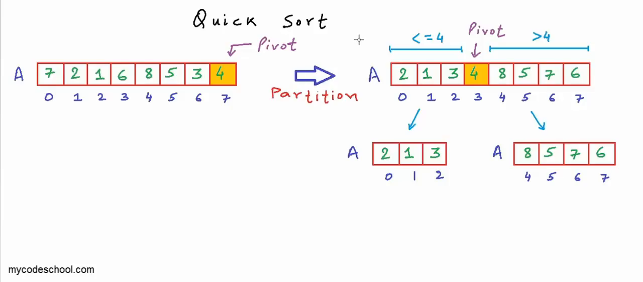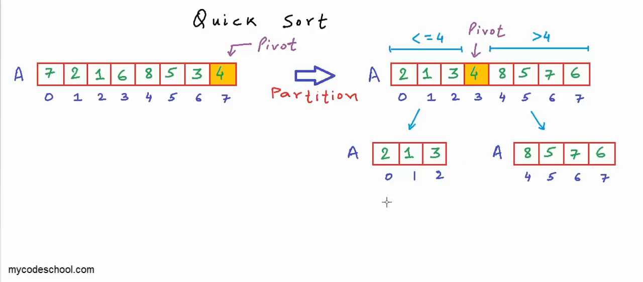Let's first try to understand the core logic. So far we understand that once a list has been partitioned, we have two sub-problems to solve: sorting the list left of the pivot and then sorting the list right of the pivot, sorting the sublist left of the pivot and sorting the sublist right of the pivot.